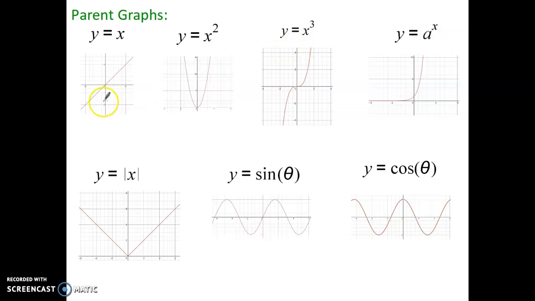All right, so now we look at our parent graphs. We now have 1, 2, 3, 4, 5 algebraic graphs, and we have 2 trigonometric graphs. So we have some more graphs that we need to continue adding, but so far in our library, we have 7 graphs.